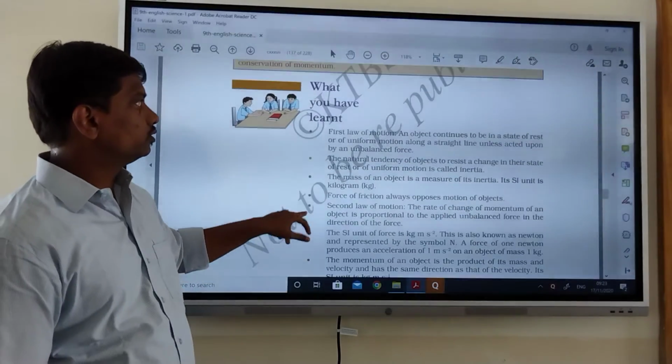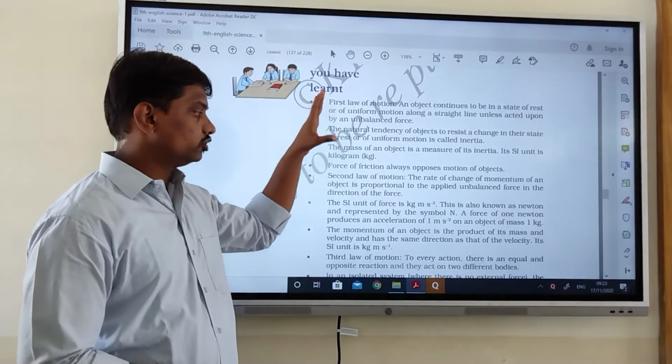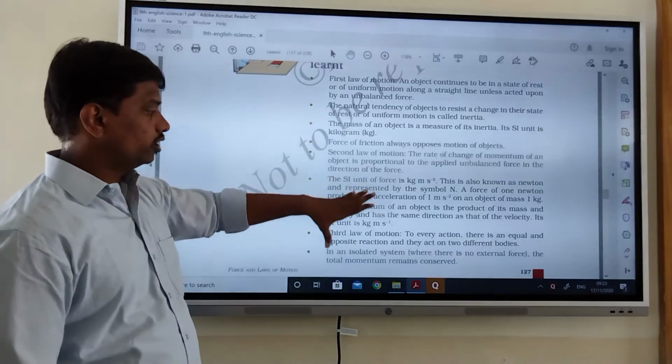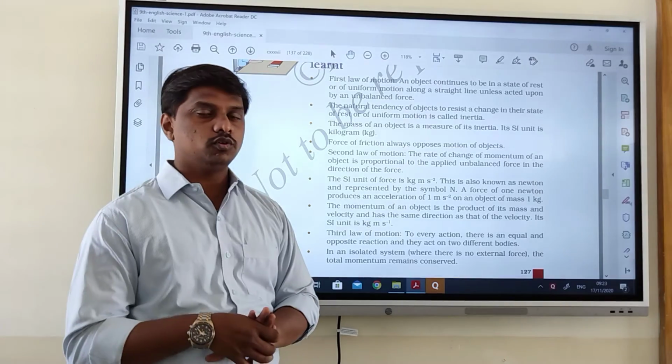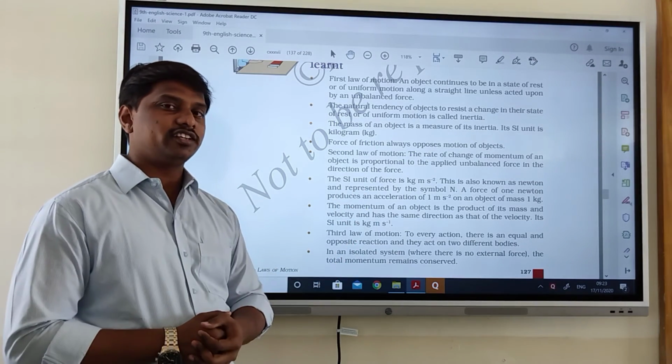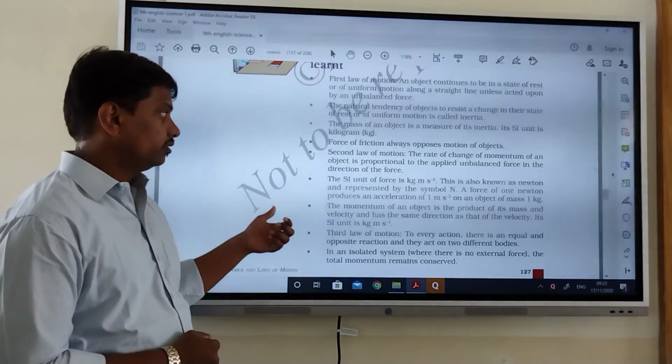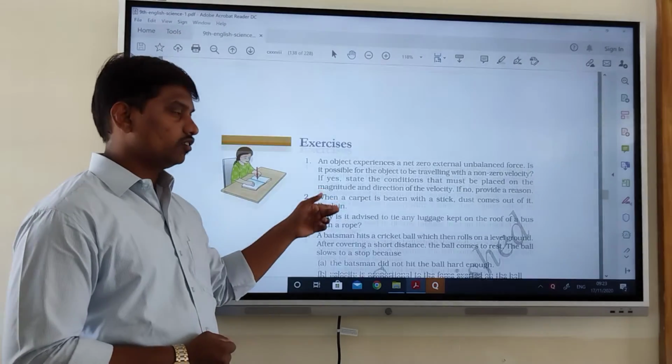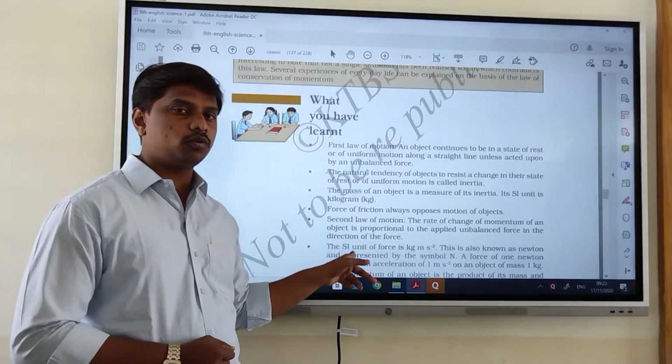So this is what you have learned in this chapter. They have given this summary. In this summary also they have given points. Go through these points and you will come to know what the important points are in this chapter. And write the question answers of this chapter from the theory. You know about that one.